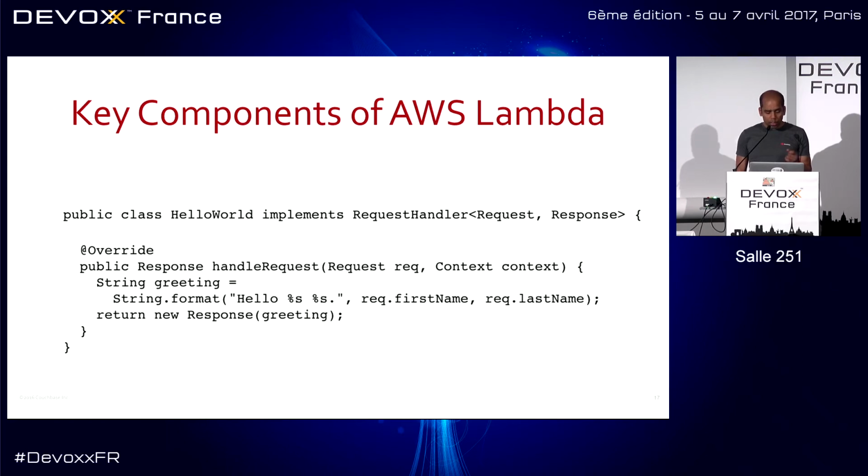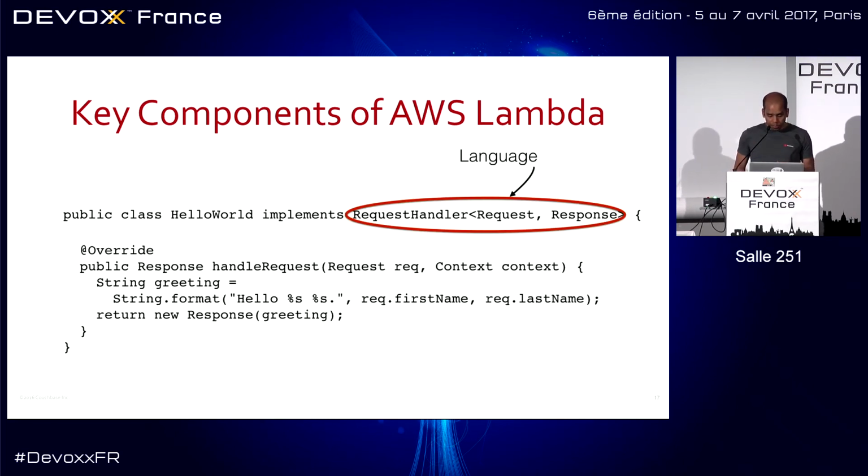The handle request method is the key part here, which comes from the request handler interface, which I need to implement. In that, there are two parameters. The first one gives me what the request looks like, which is my payload of the message coming in. And the context is what gives me the runtime of the Lambda, where I have more detail about the Lambda runtime itself.